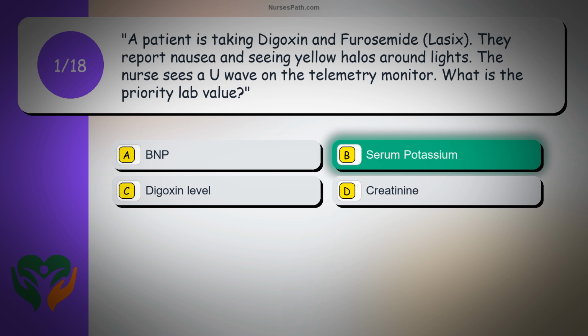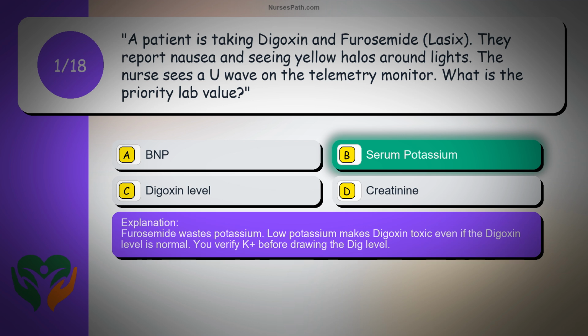The correct answer is option B, serum potassium. Furosemide wastes potassium. Low potassium makes digoxin toxic even if the digoxin level is normal. You verify K+ before drawing the dig level.